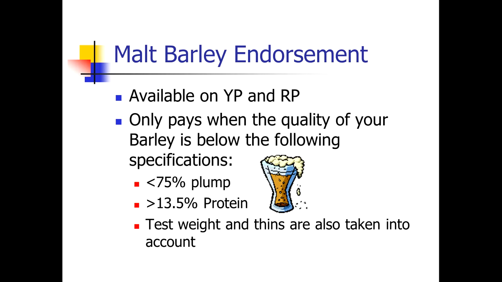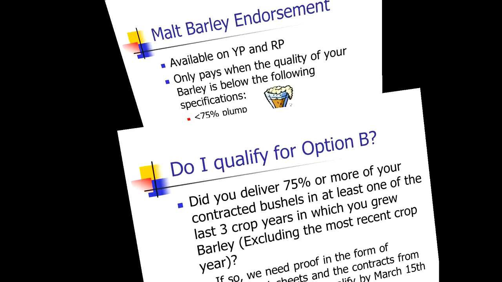And same thing with protein. A lot of the contracts might say 13 protein. You have to be above 13.5 on the crop insurance to get paid. And then, of course, test weights, thins, sprout, all those factors are taken into account, and the more likely scenario would be a fair amount of sprout, especially in a rain situation. And that you could qualify for easily.